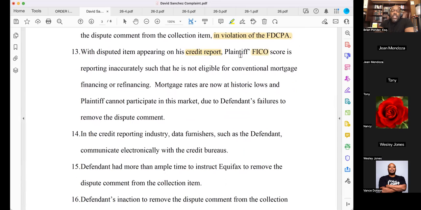So a FICO score isn't inaccurate. It's always accurate because it's reflecting what's on the report, but it can be higher or lower. So it would be better to say that the FICO score is lower than it would be due to the disputed item appearing in the credit report. Now, but not only that, go ahead.